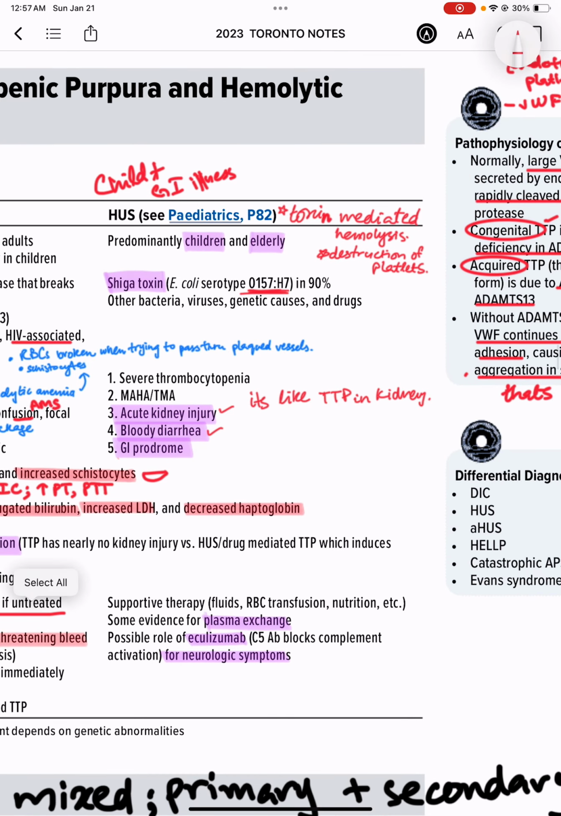And HUS, as we said, is predominantly in children, and in the elderly, there's a Shiga toxin. We could say that we find E. coli secreting that Shiga-like toxin. And do remember the E. coli serotype O157:H7, and there could be other bacterial, viral causes too, or genetic causes too, but most of the time it's Shiga toxin, and it presents with severe thrombocytopenia, microangiopathic hemolytic anemia, acute kidney injury, bloody diarrhea, GI syndrome.